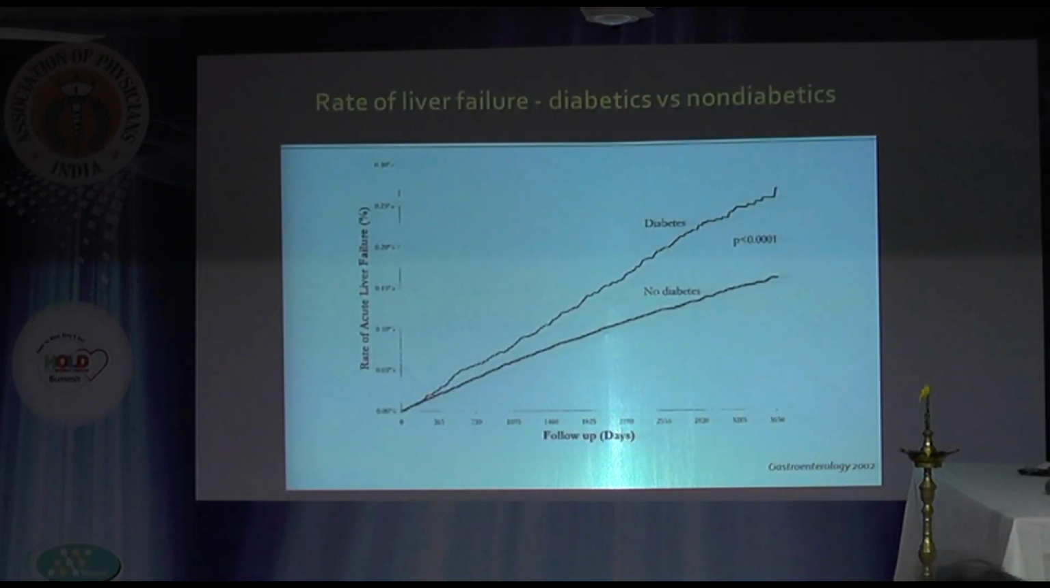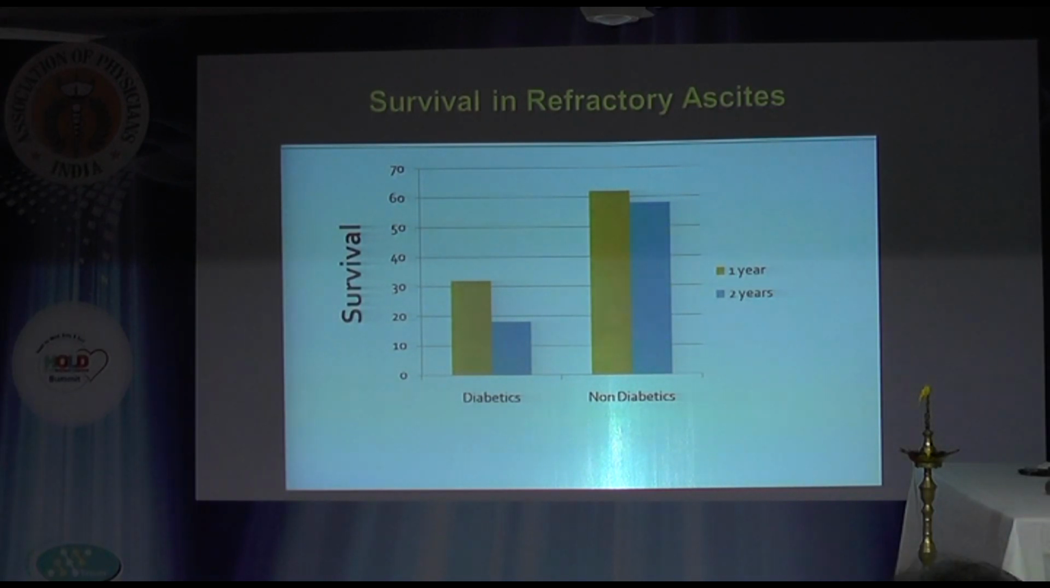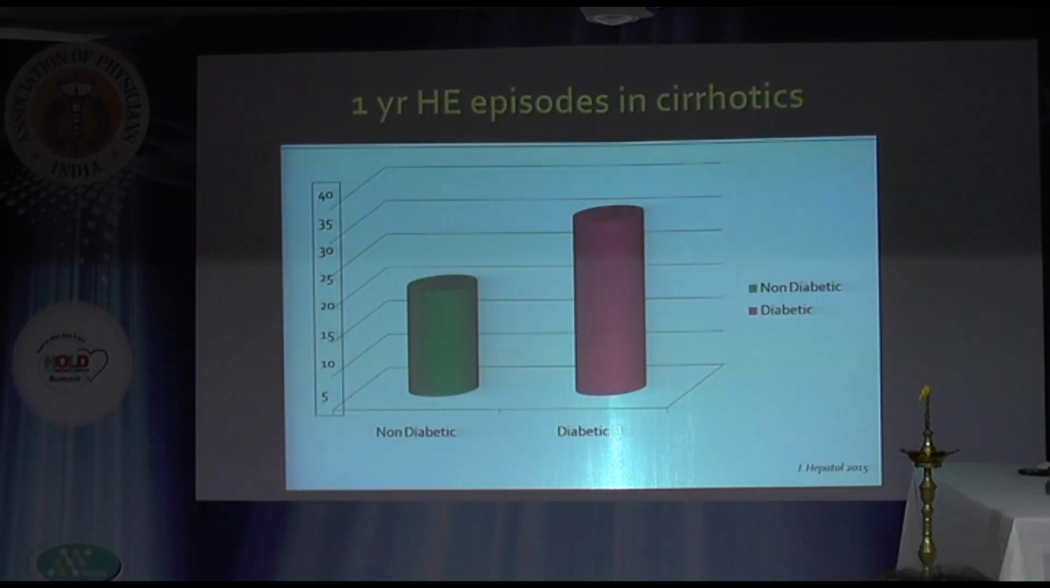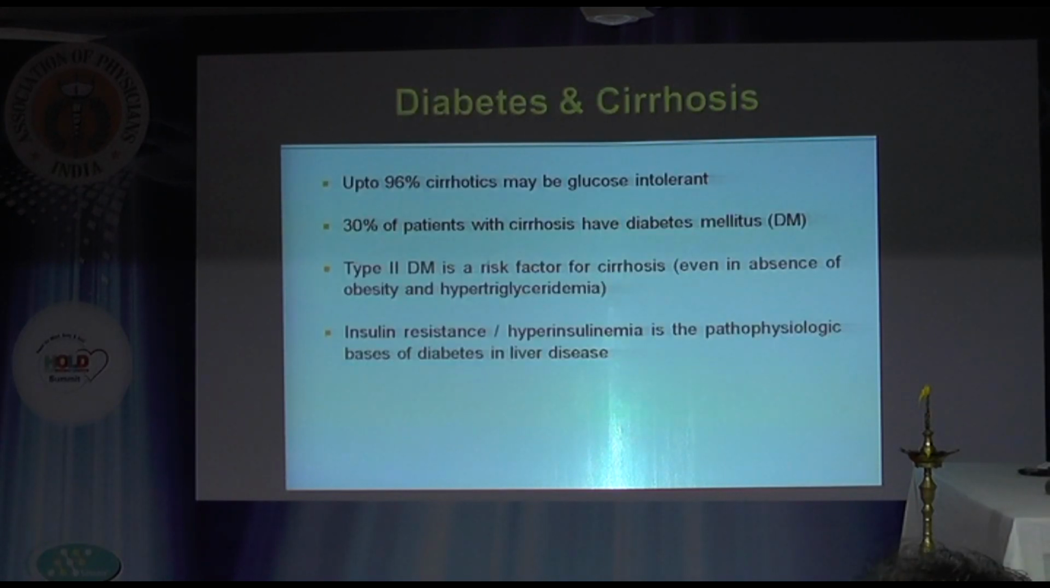Now, liver failure is higher in diabetic patients compared to non-diabetics. Survival in patients with refractory ascites is lower in diabetics as compared to non-diabetics, as shown in this slide. And 1-year hepatic encephalopathy episodes in cirrhotics is also much higher in diabetics. So they cause worsening of the complication, increase in morbidity, increase in mortality.